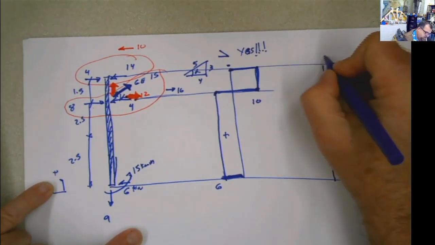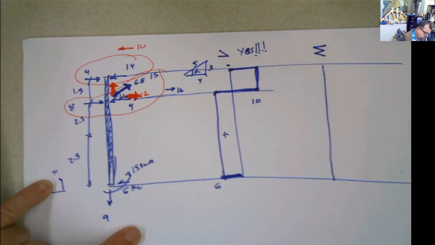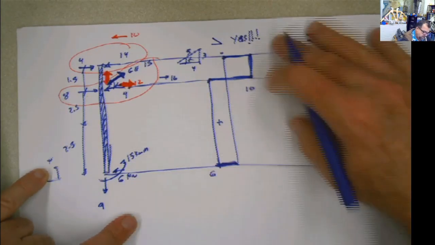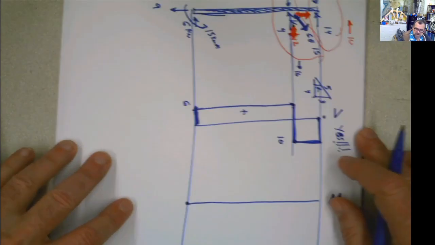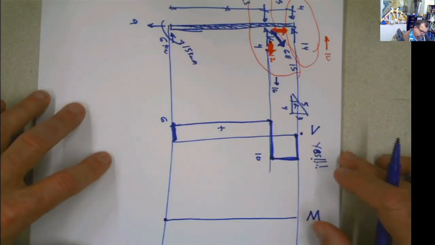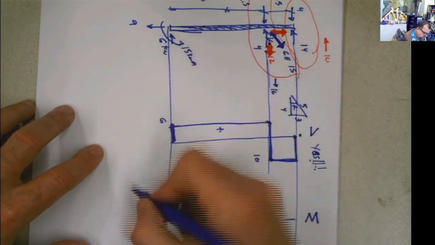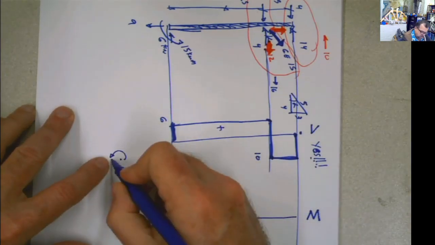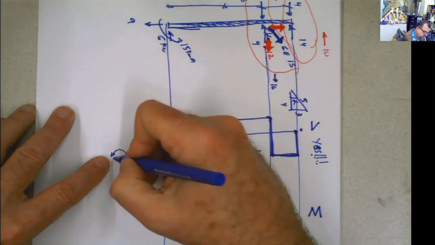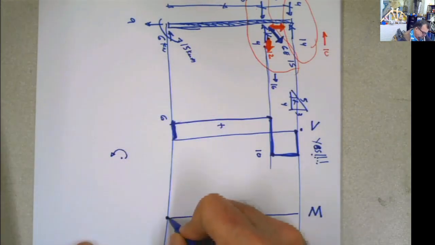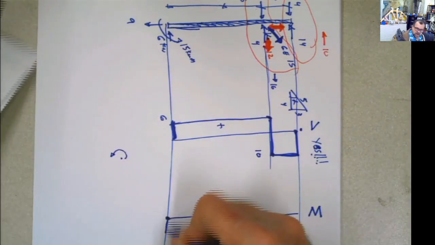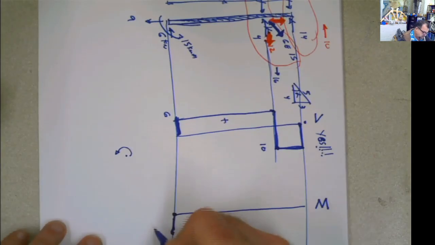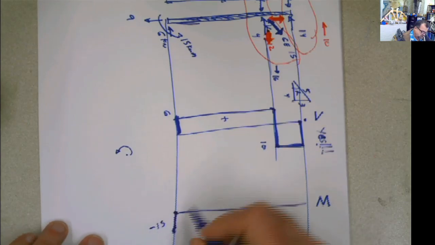Now we have to do the moment diagram. Now you have to start here with this concentrated moment, and if you want to flip it, I'm gonna flip it just for making it easier for you. Now you have this moment. Remember, the moment is there and it's acting in this direction. You look at this side, and it's pointing down, meaning this is gonna be pushing down like that. It's gonna start with negative 15, the moment.